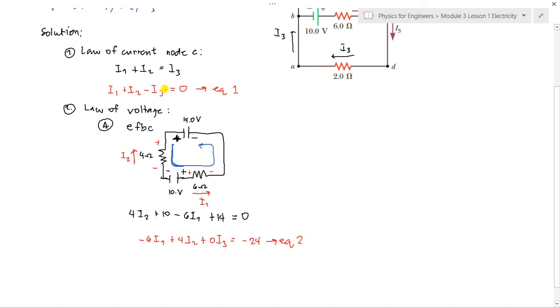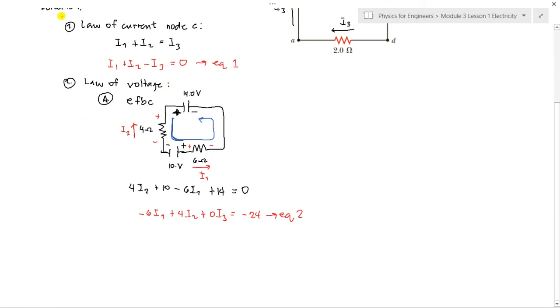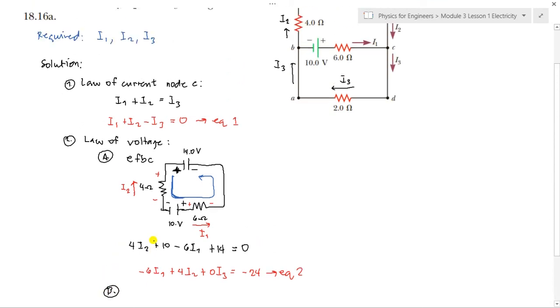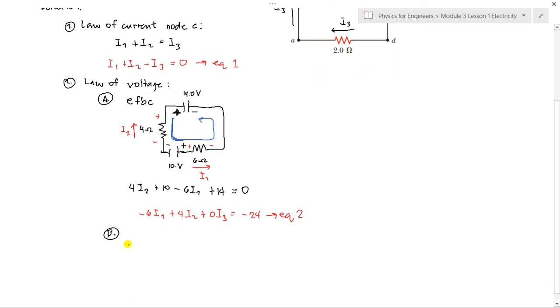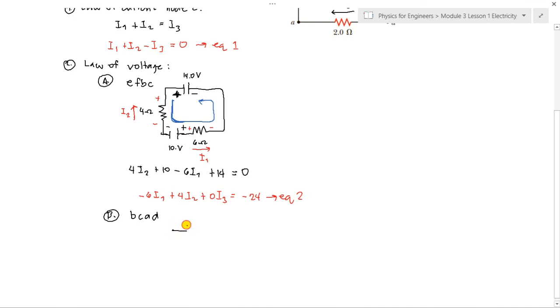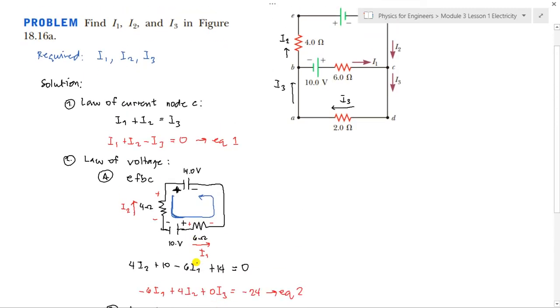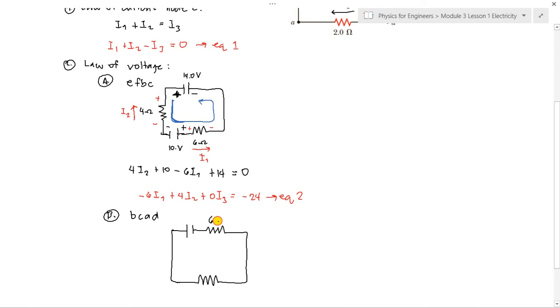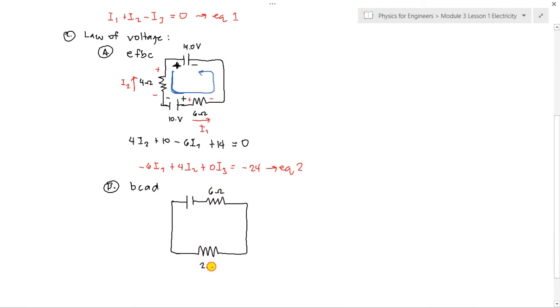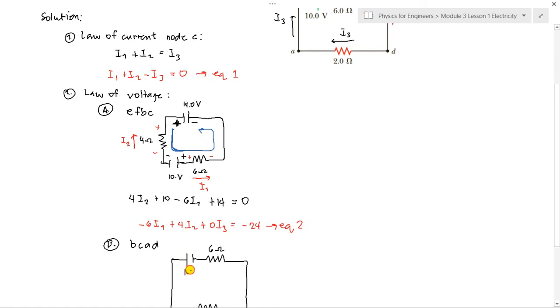So that's the second loop. And then next, the third or second loop, Loop B. We're going to consider BCAD. So the drawing is a battery, a resistor, and then the last resistor here. Then nothing more. So this would be 6 ohms. This one is 2 ohms. Then a 10 volt battery, wherein the terminals are negative and positive.